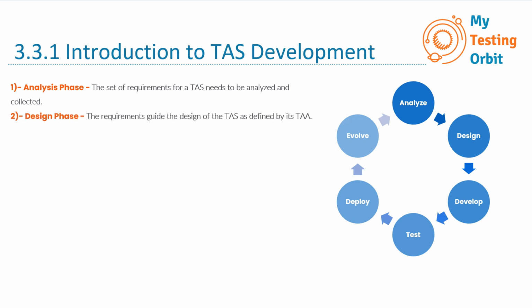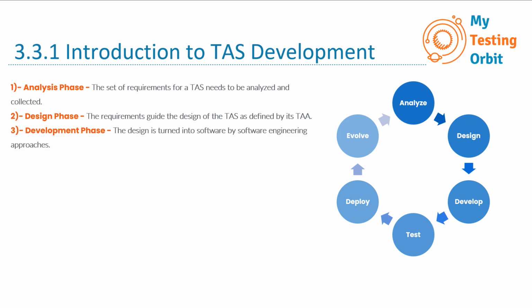Second, we have design phase. So the requirements guide the design of the TAS as defined by its TAA. So in this phase, the gathered requirements are used to design the architecture and plan the structure of the TAS. And it involves defining how the test automation solution will function and interact with the SUT.